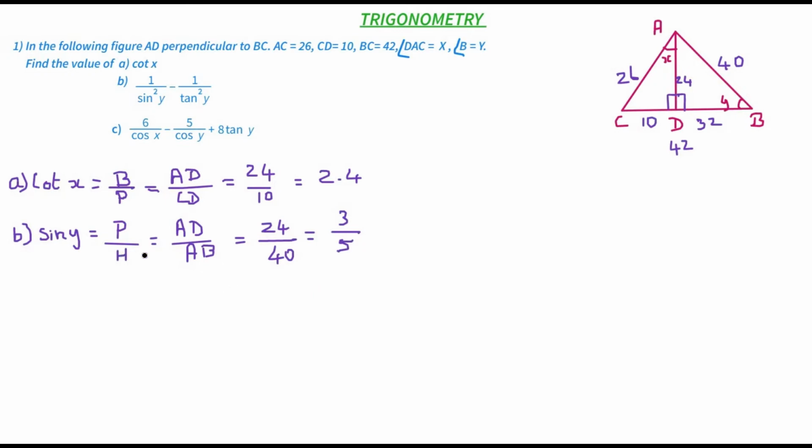Now we have got the value of sin y. Now let's find the value of tan y. So tan y, we need to find what is tan y. What is the formula for tan y?